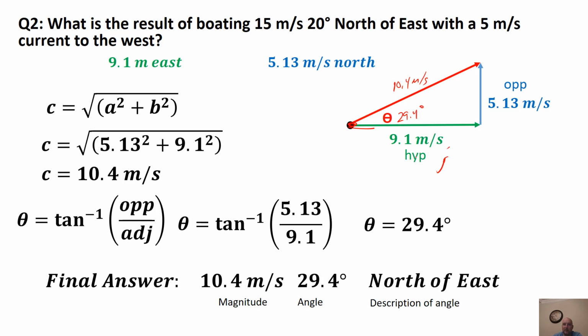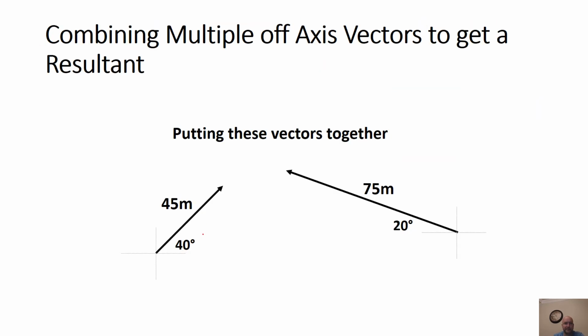And of course, I don't like to go back and fix that later on. That should be adjacent. The alternative right answer, since I don't have it on the next slide, is going to be 90 minus the 29.4, so it'd be 60.6, and it would be east of north with the same magnitude.